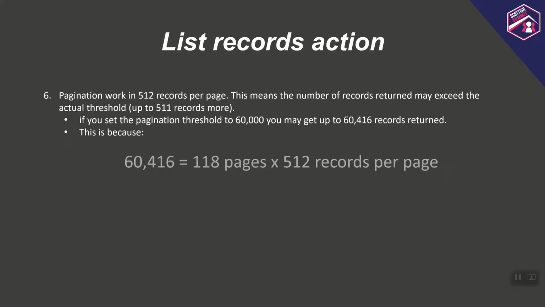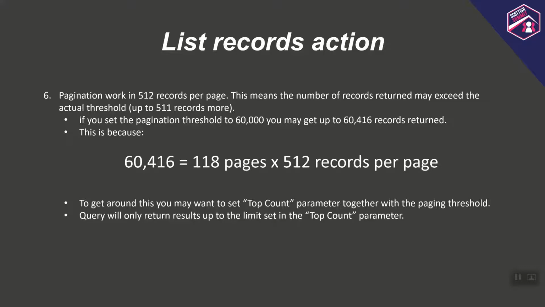Let me explain by using an example. Let's say you have set the pagination threshold to 60,000. Now, to get to 60,000, the system needs 118 pages worth of data. Now, 118 pages into 512 records per page is 60,416 records. If it had used 117 pages, that would go below the 60,000 threshold. So it needs 118 pages. So that's why you can expect up to 60,416 records when you run the query.